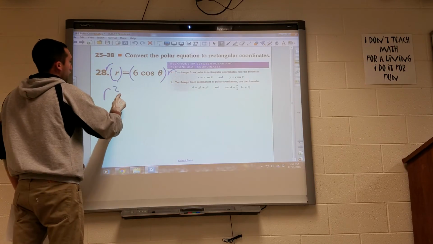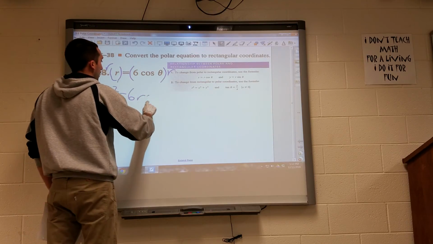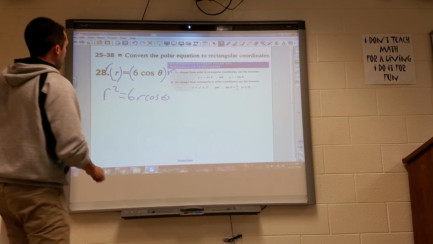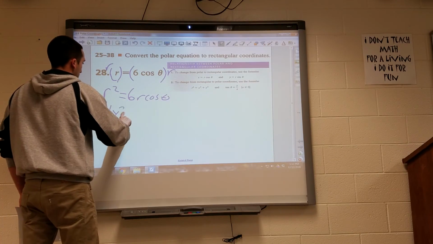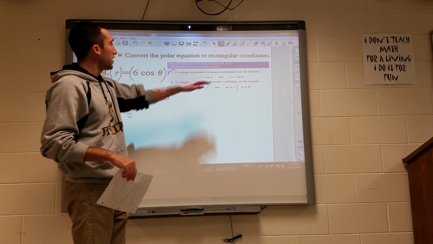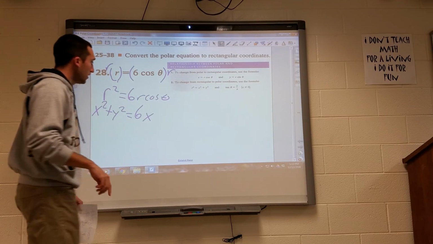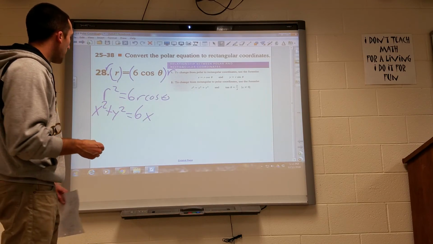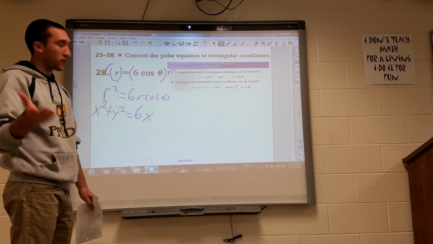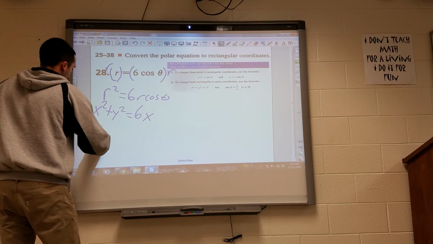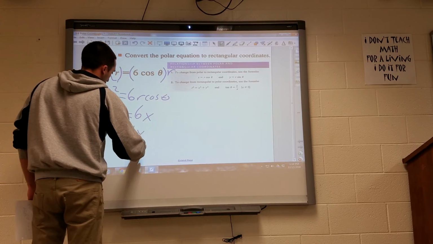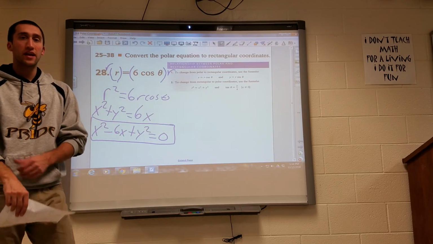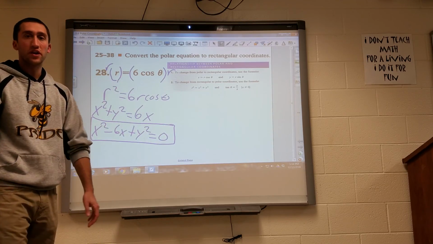When I do that, I get r squared is equal to 6r cosine theta. Well, that's great because I know r squared is equal to x squared plus y squared. And I know r cosine theta is equal to x. So we're typically going to write our rectangular equations equal to 0. Or you can have y on one side. It doesn't matter as long as they're equivalent. So x squared minus 6x plus y squared equals 0. And that is my rectangular form of this polar equation.